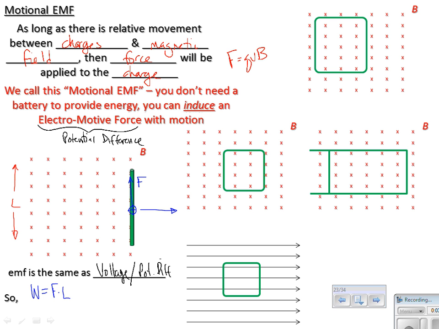And the force we know is QVB, and then there's L. Now, if there's work done, one of the things we get interested in when we talk about EMF or potential difference is work per unit charge. So we can do all these things per unit charge, and what we get is an expression for how much EMF, or voltage, or potential difference is induced. And that expression is E equals VBL.